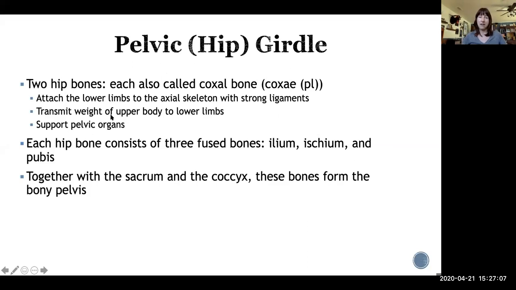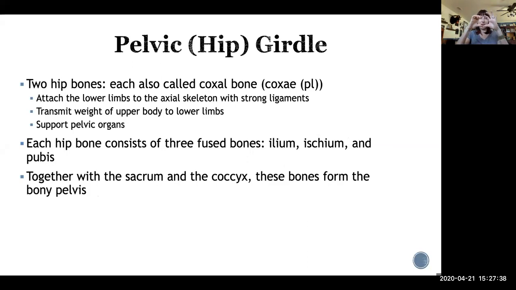So they actually do have some support and protection aspects in terms of the organs that fit inside of your pelvic bowl, inside of your pelvis. Each coxa has three fused bones. So there's basically three areas that have different names on each coxal bone: the ilium, the ischium, and the pubis. Together with the sacrum, which is at the very base of your vertebral column, right?